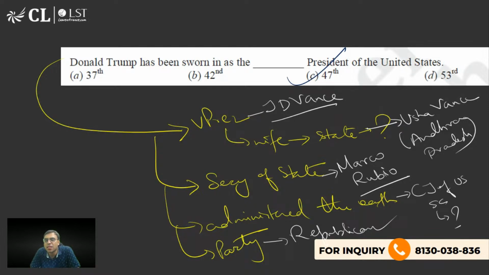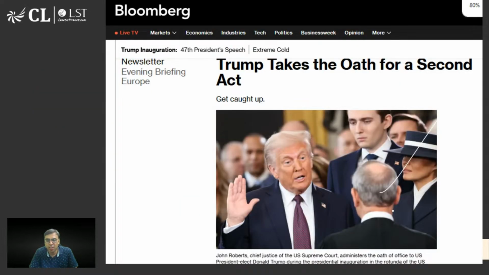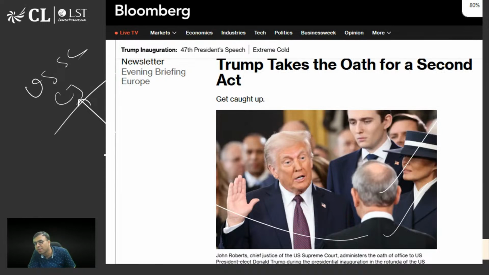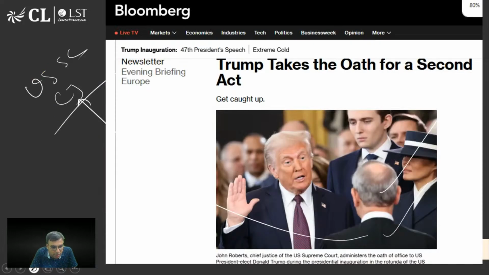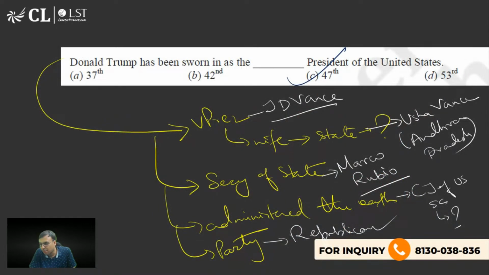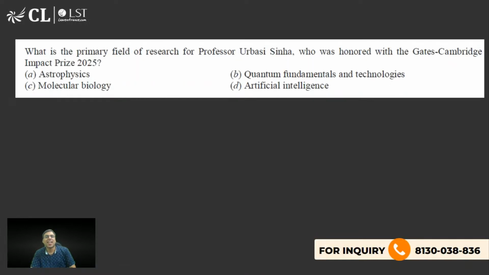And who administered the oath? So ये है ना, जो is the Chief Justice of US Supreme Court. What is his name? सो एक जगह सारा कुछ रिवीजन हो गया है ना. प्लीज टेल मी हु एडमिनिस्टर्ड द ओथ. इज जस्टिस जॉन रॉबर्ट्स है ना, द चीफ जस्टिस ऑफ यूएस सुप्रीम कोर्ट जॉन रॉबर्ट्स. So ये जो है ना, ये जनाब यहाँ पे, this is the person and he is Donald Trump. I hope you are aware. So the right answer. Yes, Priyanshi, right. हाँ लिखा था स्क्रीन पे. Yes, yeah. The next is what is the primary field for the research of Professor Urvasi Sinha, who was honored with the Gates Cambridge Impact Prize 2025? Please tell me.